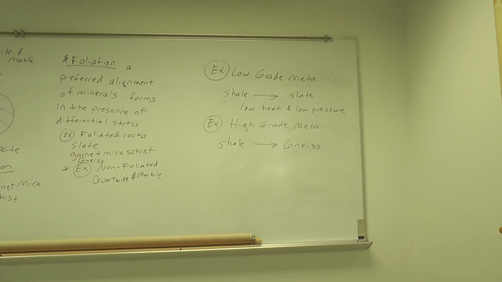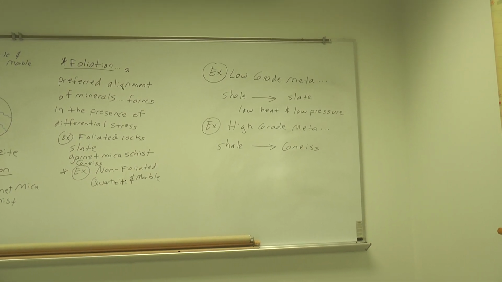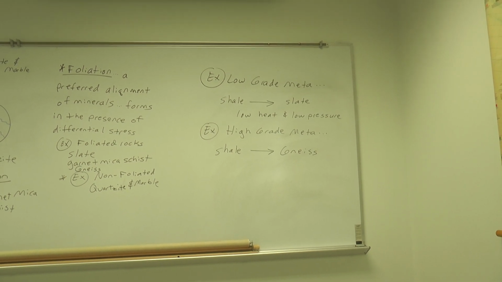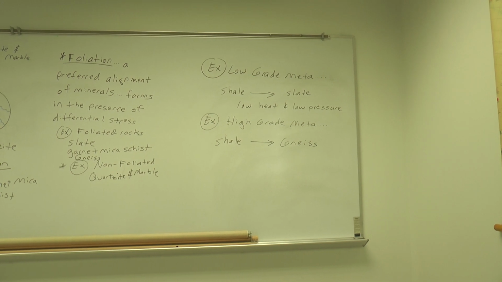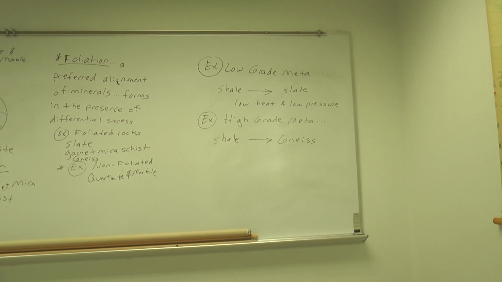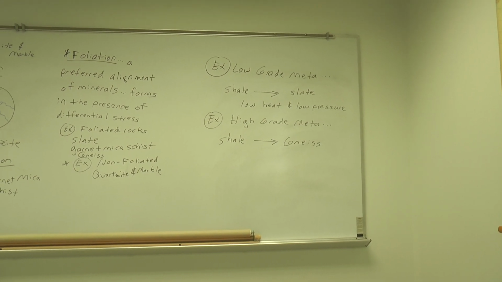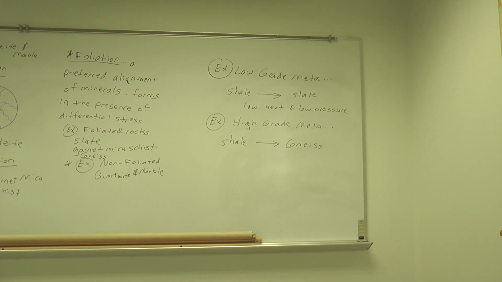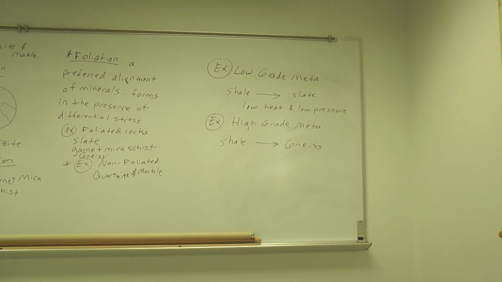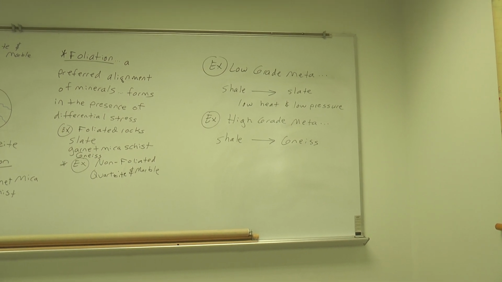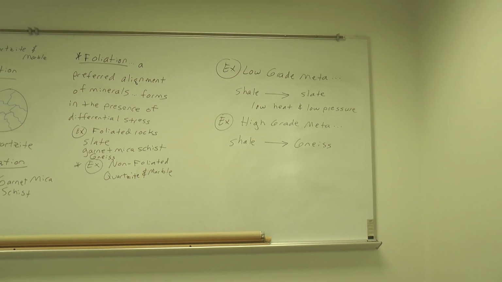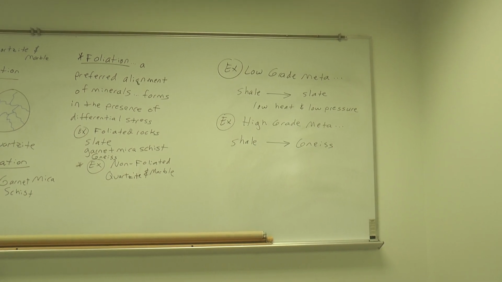So low grade metamorphism, this will be a little bit of heat and a little bit of pressure. Our best example here is shale turning into slate. They actually look very similar to each other, but slate is a stronger rock. And in that case, you've lost some of the clay minerals and are now growing a mineral called chlorite. Now the chlorite crystals are generally too small to see with the naked eye.